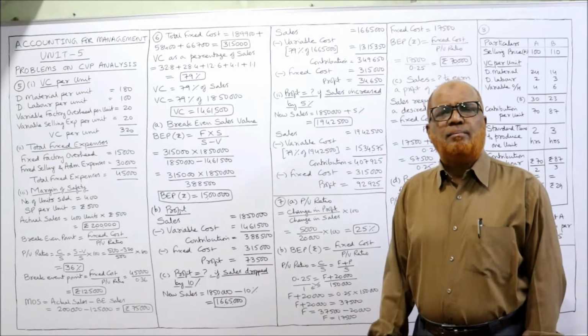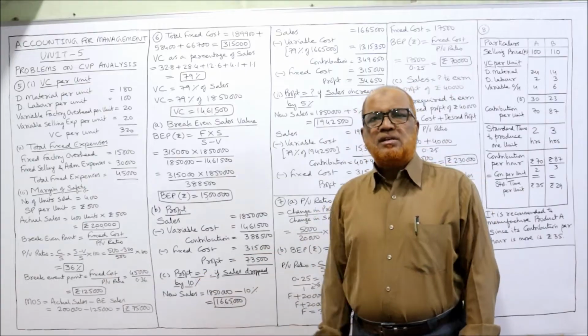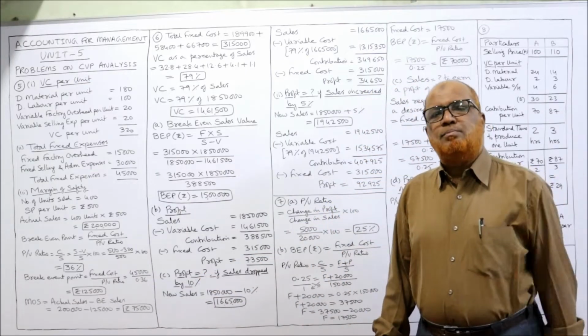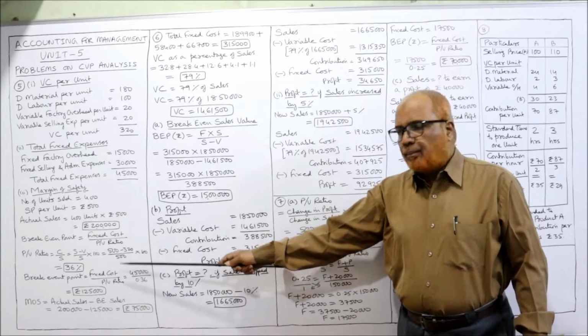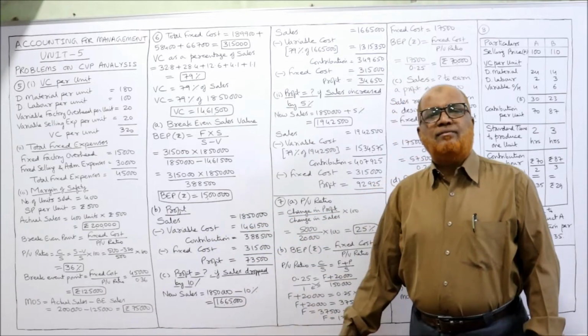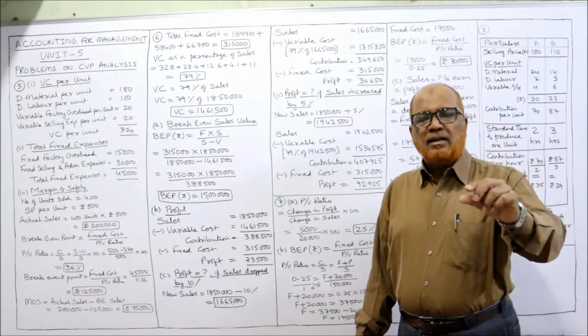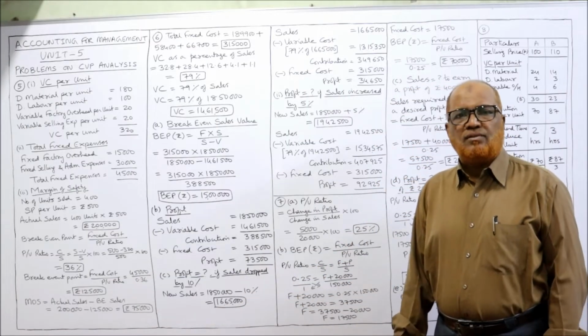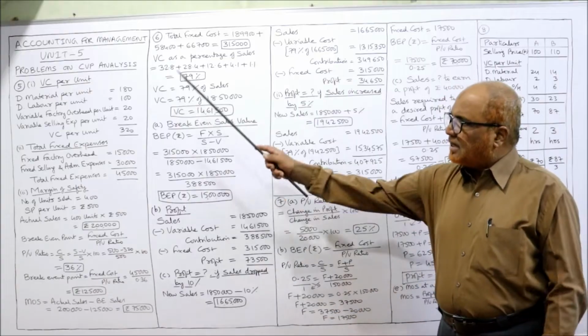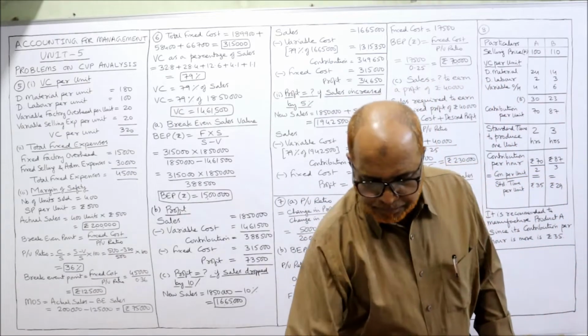Now easily we can calculate margin of safety. MOS is equal to actual sales minus break-even sales. The actual sales are 2 lakh and the break-even sales are 1,25,000. So 2 lakh minus 1,25,000, 75,000 is the margin of safety. That's it. This is the end of problem number 5.